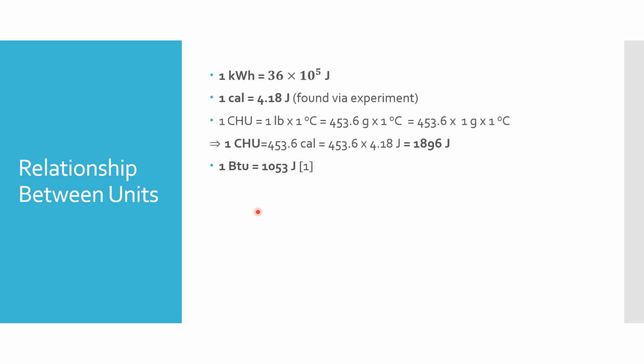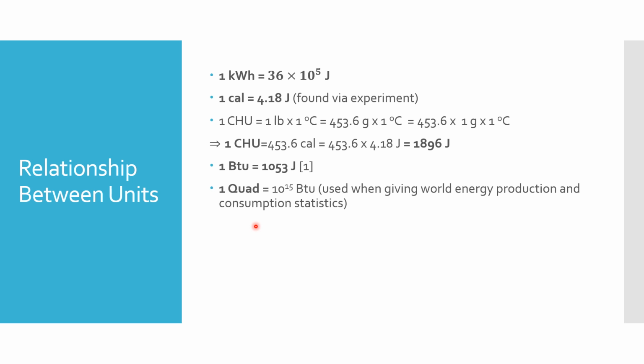Next, we can define another unit, 1 quad, and 1 quad is equivalent to 10 raised to the power 15 BTU of energy. This unit is utilized when giving world energy production and consumption statistics. When we are giving information about how much energy the world has consumed in a particular time period, and how much it has produced, then we use this unit, which is 10 to the power 15 BTU, a quad. You will normally find this unit in world energy statistics.